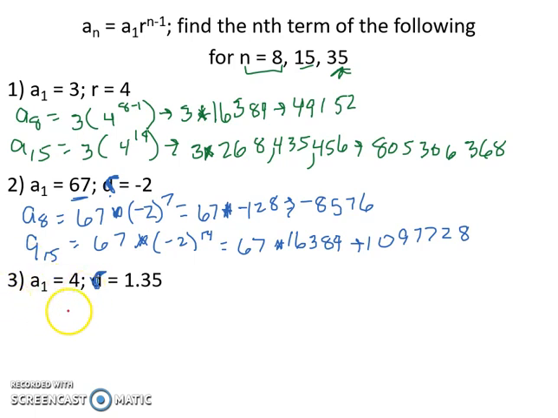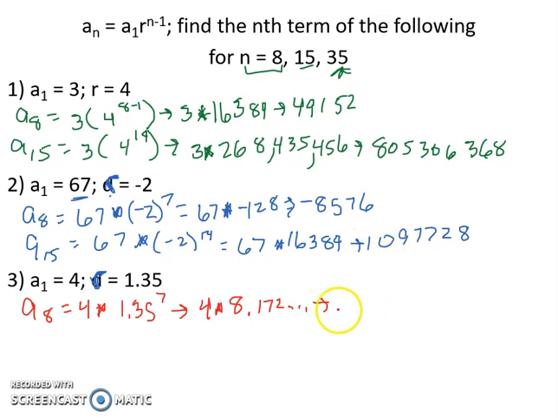So we have A1 equals 4. So A8 is 4 times 1.35 to the 7th power. When we do that, we're going to get a lot of decimals in the calculator. So we're going to leave our decimals in the calculator, but I'm only going to write a couple of them down here. And I'm going to write little dots because we don't want to round it, because that may affect our result depending on our situation. If we round it too early, we might not have exactly what we need.